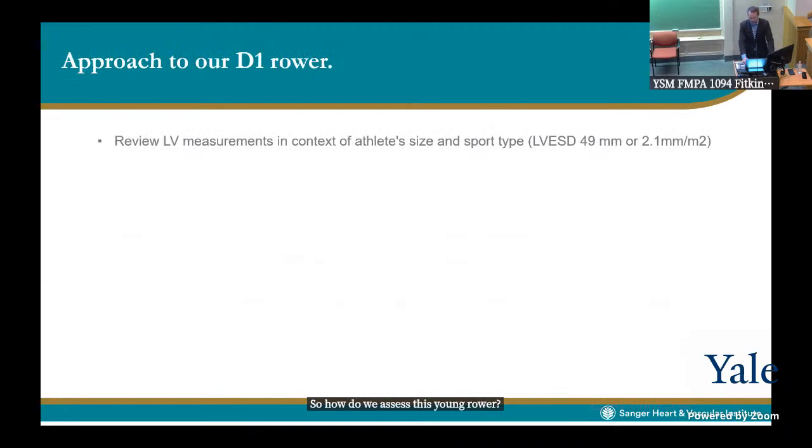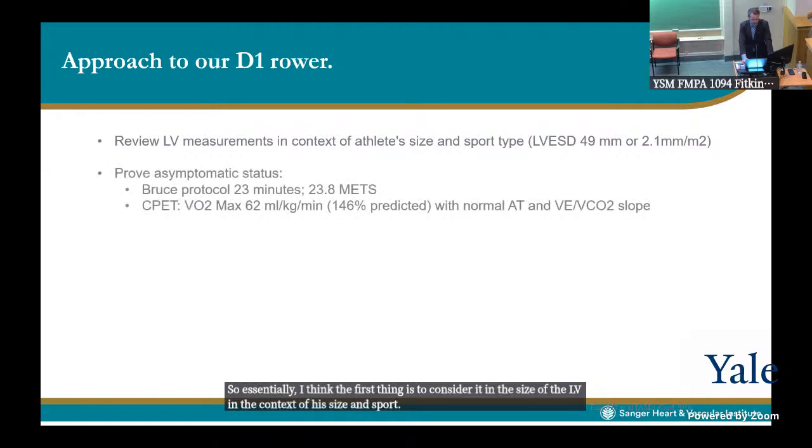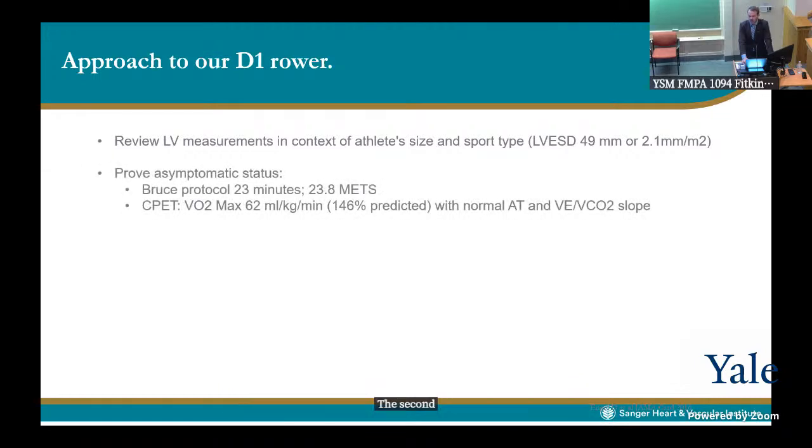So essentially, I think the first thing is to consider the size of the LV in the context of his size and sport. The second is we've got to prove that he is truly asymptomatic.